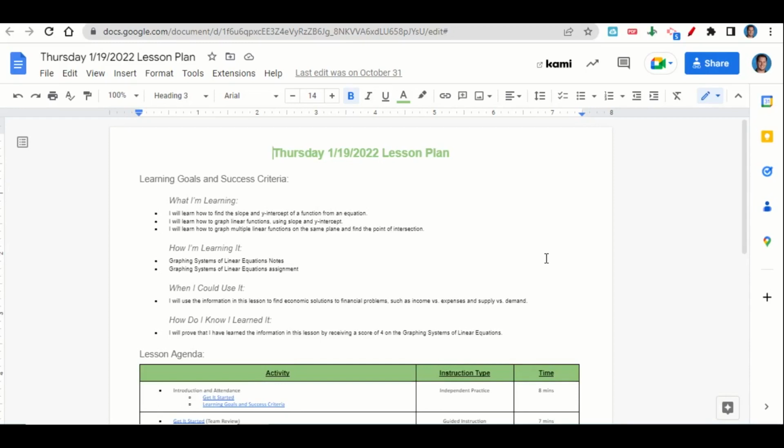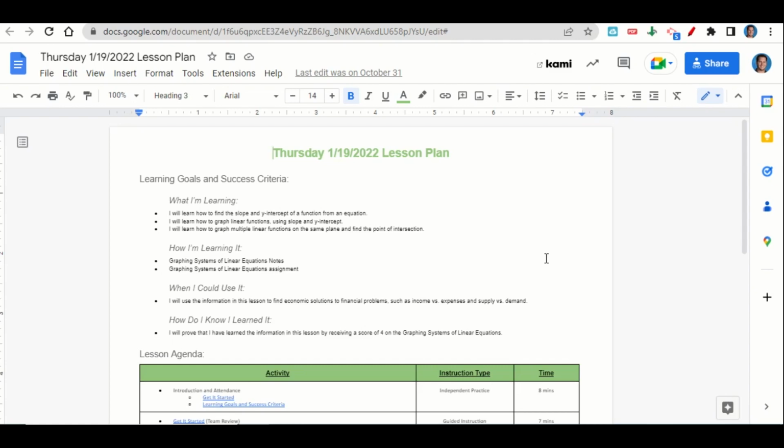First, what are we learning? We're learning how to find the slope and y-intercept of a function from an equation, how to graph linear functions using slope and y-intercept, and how to graph multiple linear functions on the same plane and find the point of intersection. How are we learning it? Through the Graphing Systems of Linear Equations notes and the Graphing Systems of Linear Equations assignment.